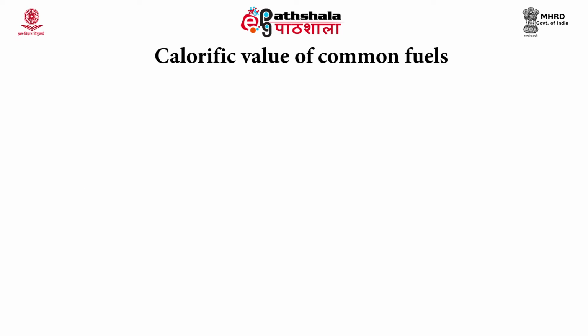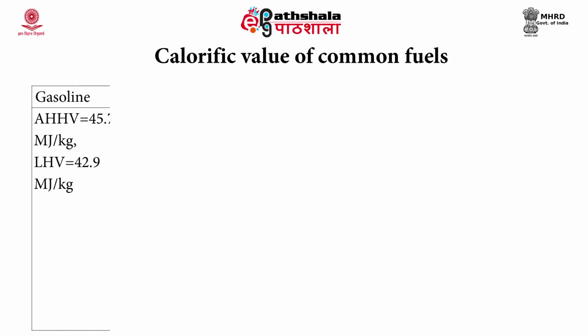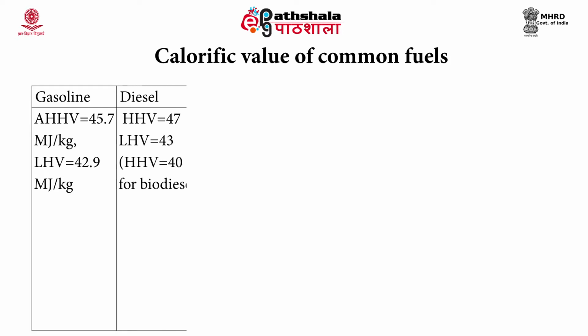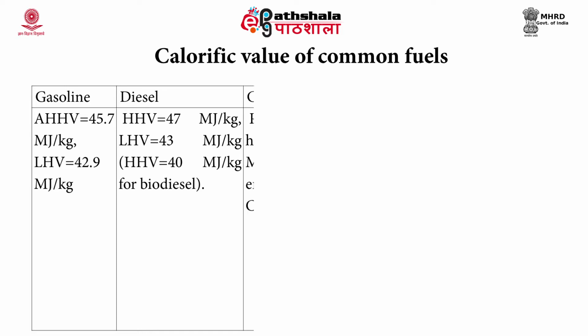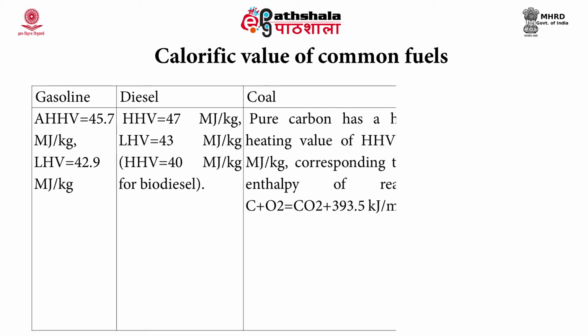You can see in this table the calorific value, or heating value, of different fuels. In gasoline, the high heating value is 45.7 megajoule per kilogram and the low heating value is 42.9 megajoule per kilogram. In the case of diesel, the high heating value is 47 and the low heating value is 43 megajoule per kilogram. The biodiesel has a high heating value of 40 megajoule per kilogram. In the case of coal, the high heating value is 32.8 megajoule per kilogram. This is for pure carbon.